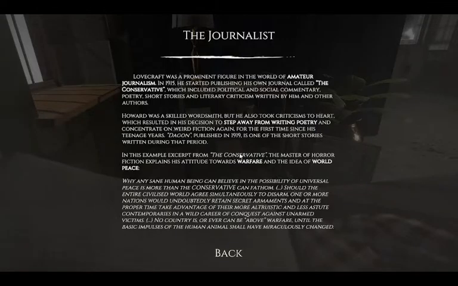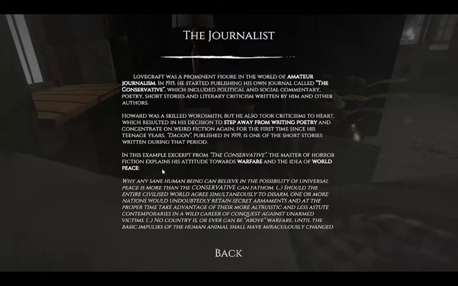Lovecraft was a prominent figure in the world of amateur journalism. In 1915, he started publishing his own journal called The Conservative, which included political and social commentary, poetry, short stories, and literary criticism written by him and other authors. Howard was a skilled wordsmith, but he also took criticisms to heart, which resulted in his decision to step away from writing poetry and concentrate on weird fiction again. For the first time since his teenage years, Dagon, published in 1919, is one of the short stories written during that period. In this excerpt from The Conservative, the master of horror fiction explains his attitude towards warfare and the idea of world peace.